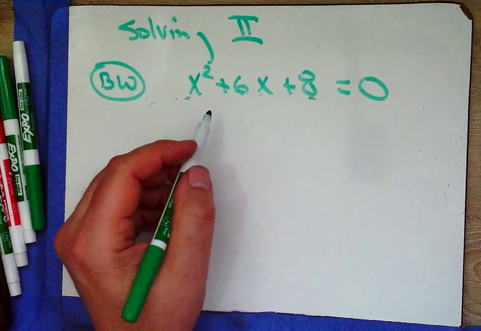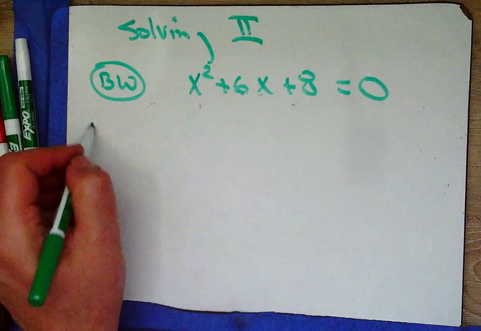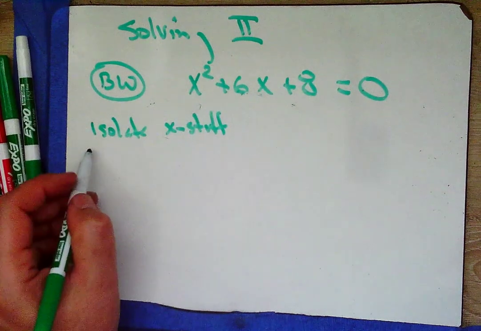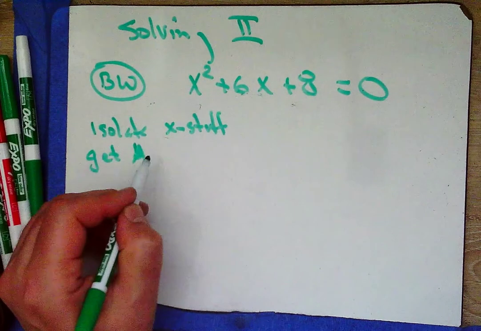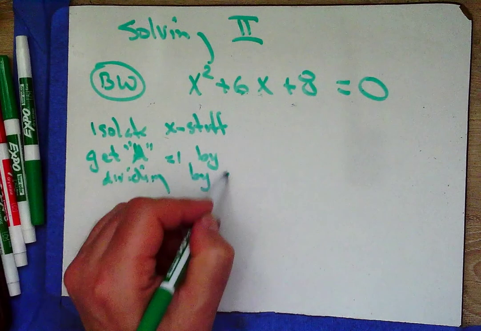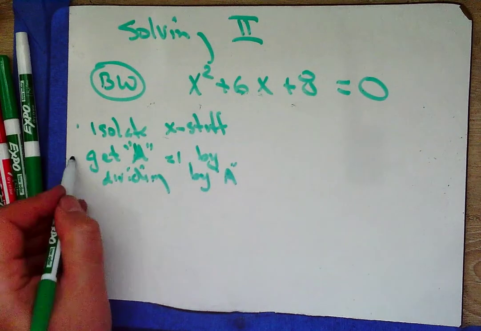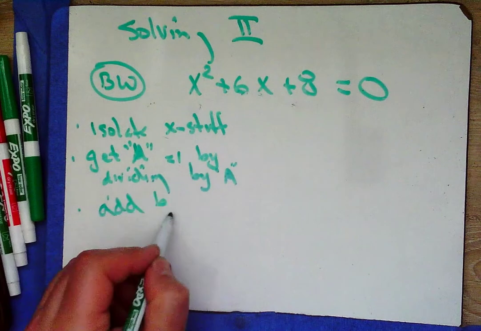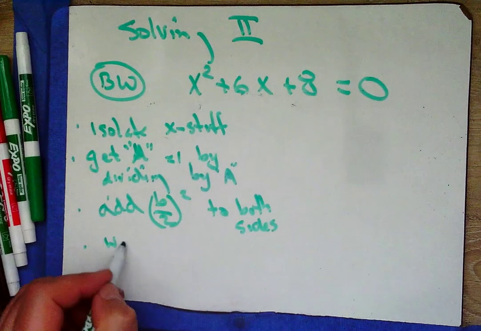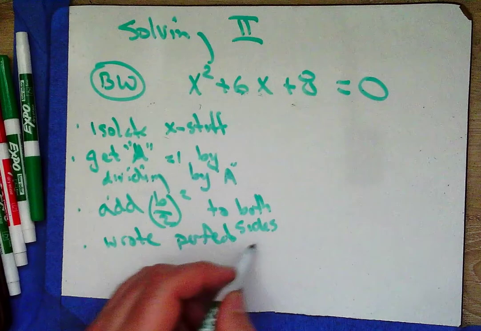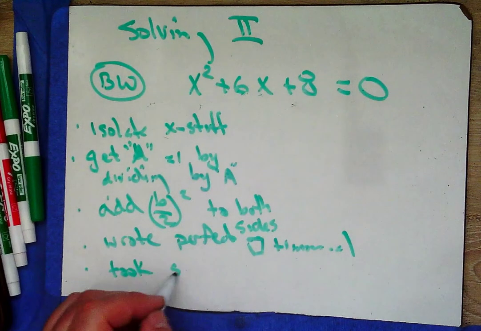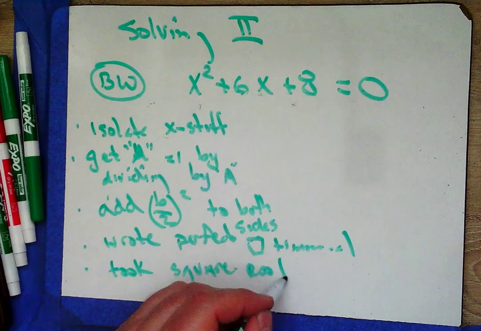All right. So how do we do that? It was just in the last video. Remember, isolate the x stuff first. Then get our a value equal to 1 by dividing by a everywhere. Then step 3 was to add b over 2 squared to both sides. Then we wrote the perfect square trinomial. And finally took the square root of both sides.